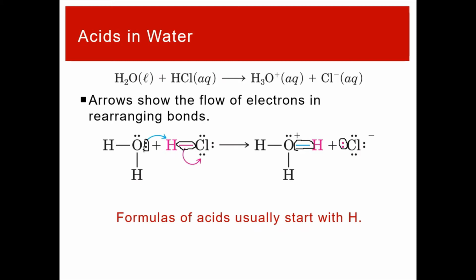One of the things that comes from this is when we're looking at chemical formulas, we can see in HCl, the H is first because the H is what makes it an acid. Acids inherently have these hydrogen atoms in the front. So when we write the formulas, we see the H in the front of the formula.